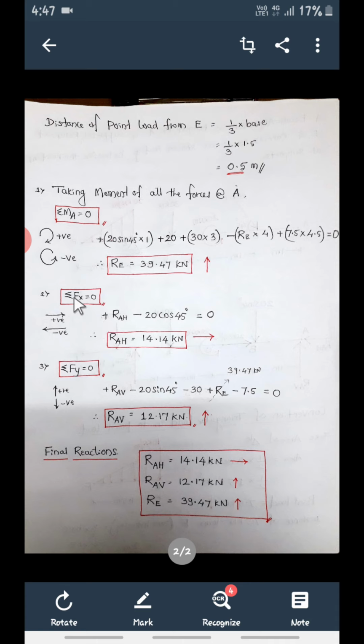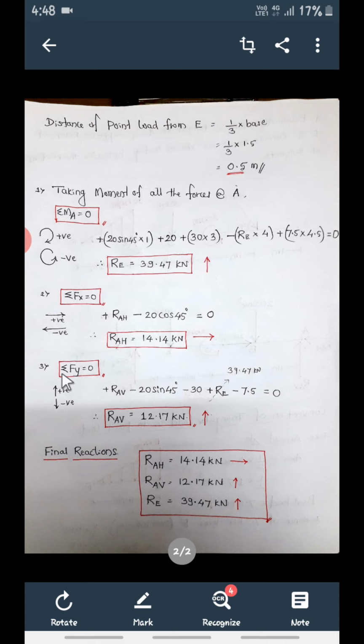So see here, plus RAH minus 20 cos 45. This is summation Fx, equal to 0. So only RAH is unknown. RAH is equal to 14.14 kilonewton. Plus means the direction we have assumed is correct. Here also we have got plus, which means the direction we assumed for RE is correct.